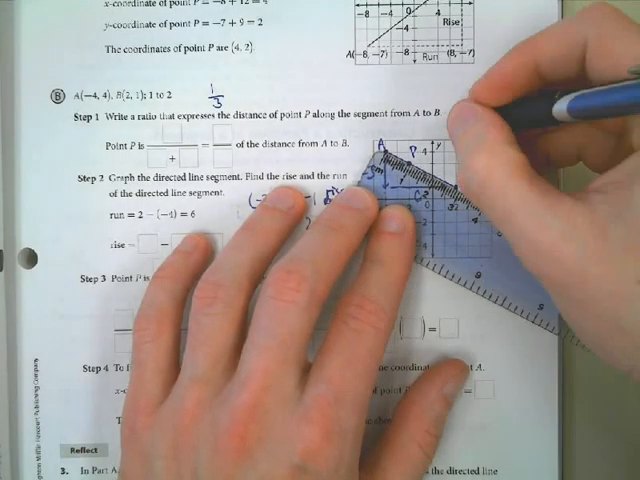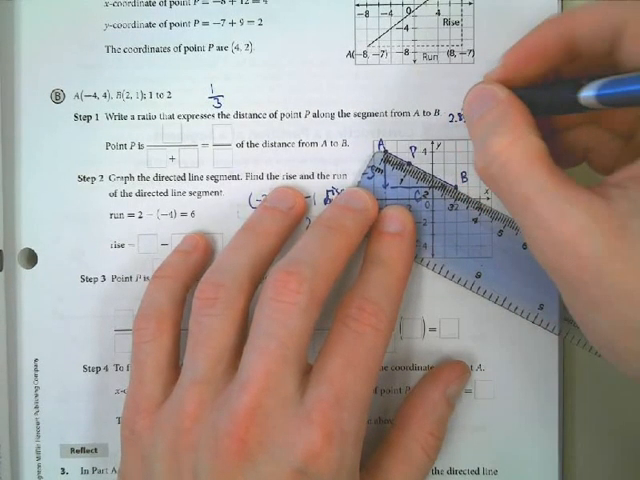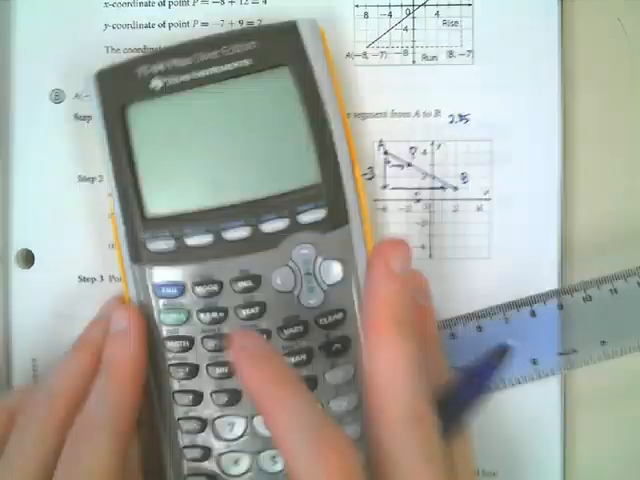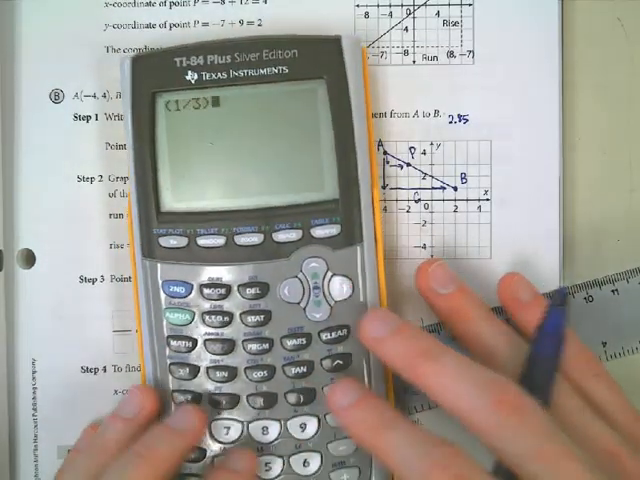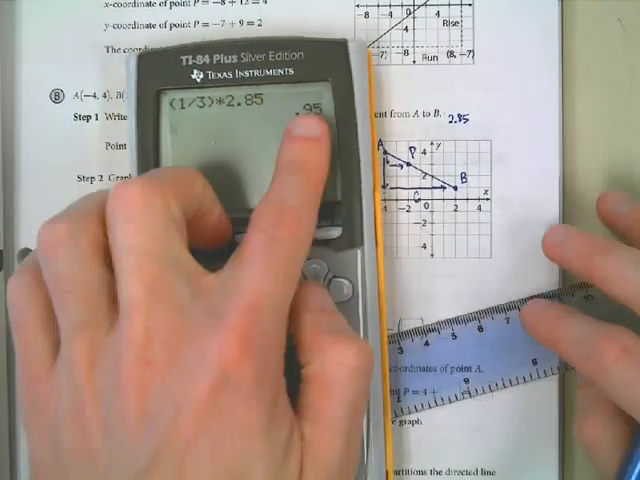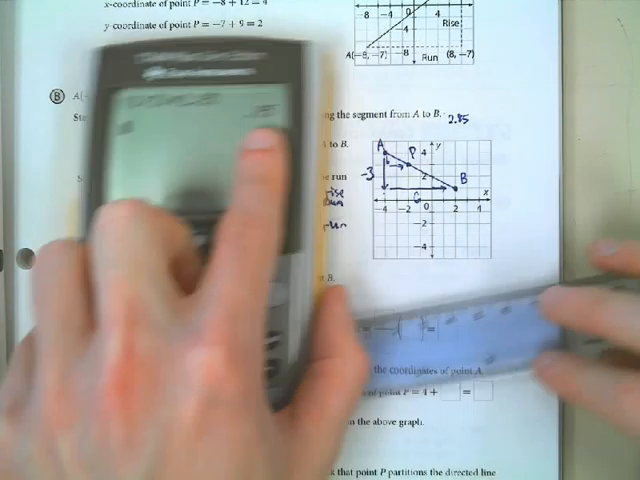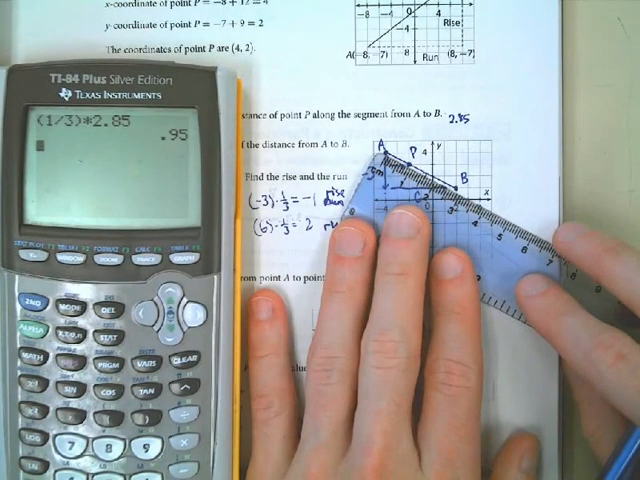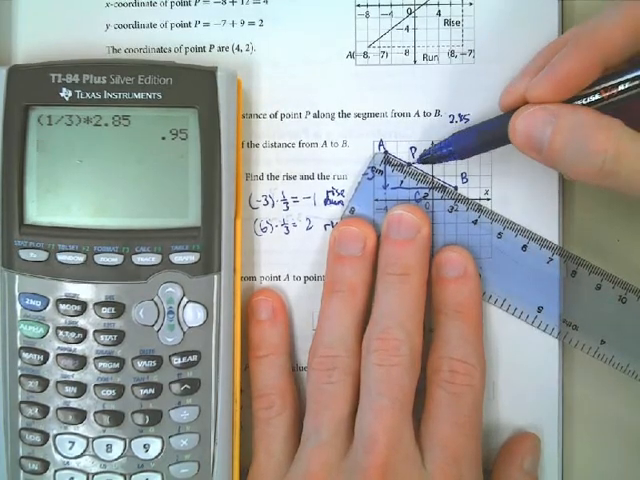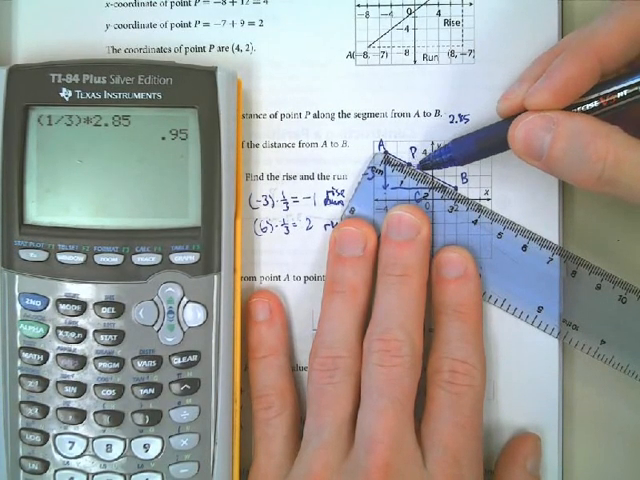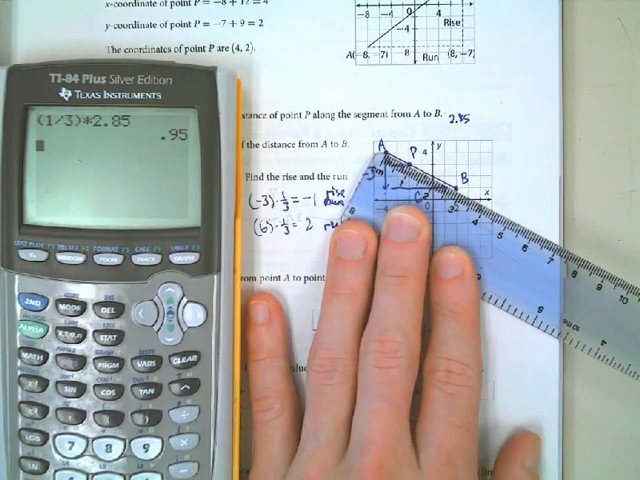And then if I do 1/3 of 2.85, okay, I get 0.95, which is halfway between 0.9 and 1. And so if I put my ruler down, sure enough, look where P ends up. Halfway between 0.9 and 1, right there. Okay, so that's an easy way to check yourself to make sure you did it right.